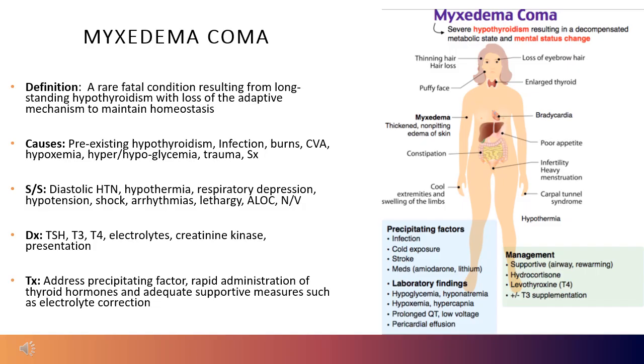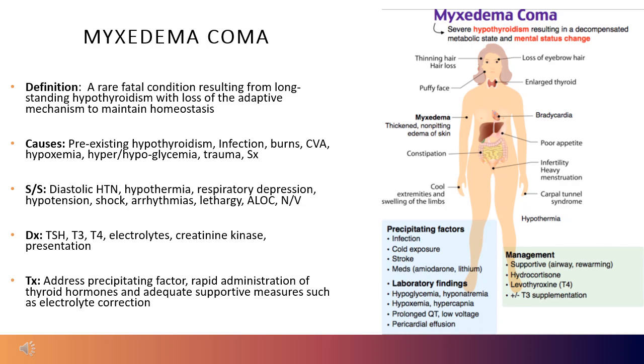Diagnosis is going to be based on clinical presentation and labs. So we're obviously going to look at our TSH, T3, T4, and then definitely our electrolytes and creatine kinase just to look at what's going on metabolically with these patients. And then this is a treat now, confirm later situation. So if we really think that this is the situation, we need to start correcting things as soon as possible. So we want to do a rapid thyroid hormone replacement.